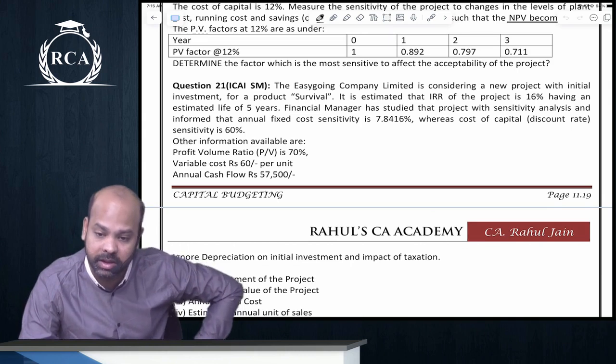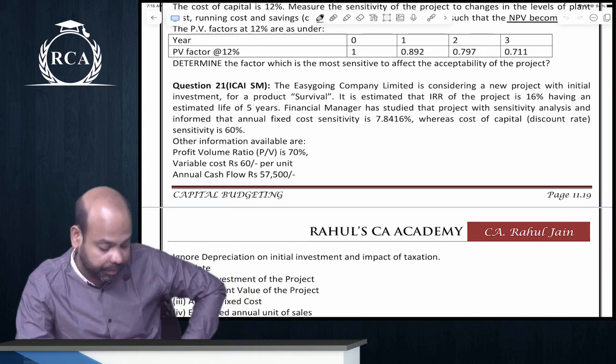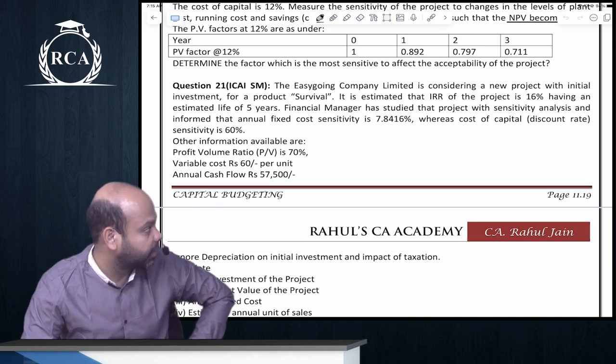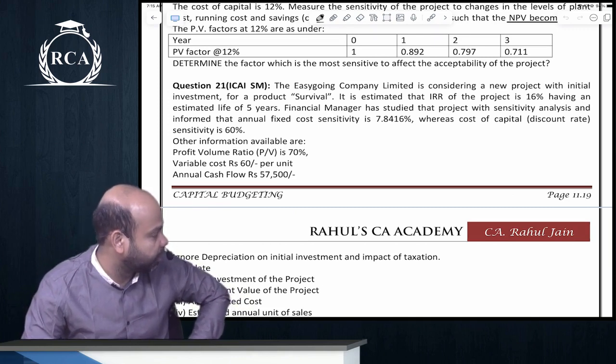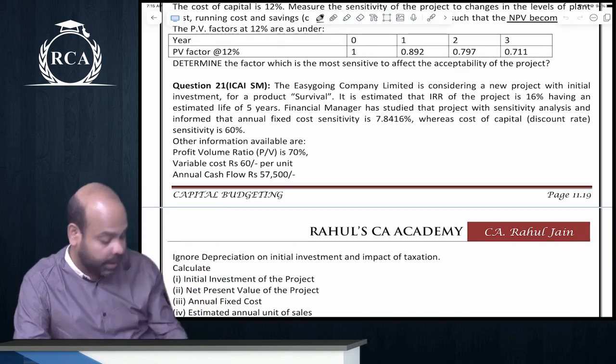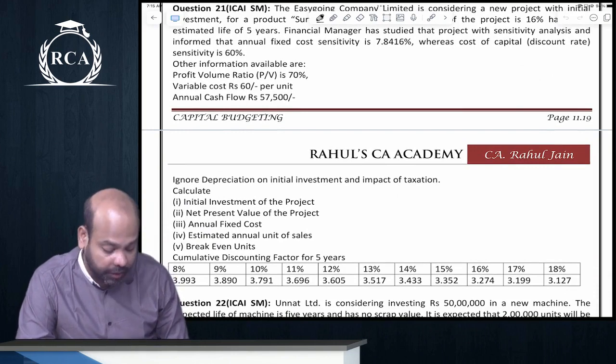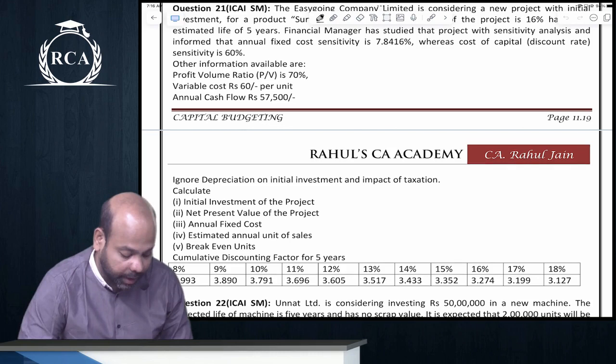They've given us the sensitivity of cost of capital, sensitivity of annual fixed cost. Other information that is there, such as PV ratio, variable cost per unit, annual cash flow. Ignore depreciation on initial investment and the impact of taxation. Calculate all the following: initial investment, net present value, annual fixed cost, estimated annual sales, and break-even units.